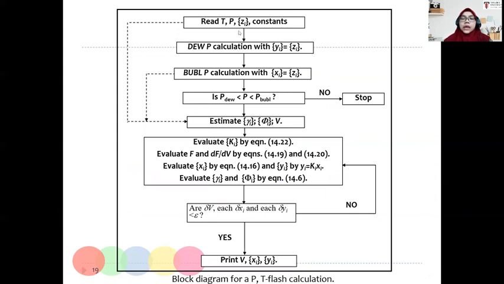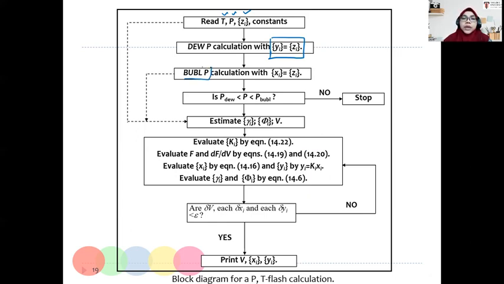Okay, this is the summary method, or the block diagram, for the pressure temperature flash calculation. So for the temperature pressure flash calculation, the temperature, pressure, and also the mole fraction are constant. For the dew P calculation, we can apply this correlation of the dew, that means the given composition in the vapor phase equals its overall composition.